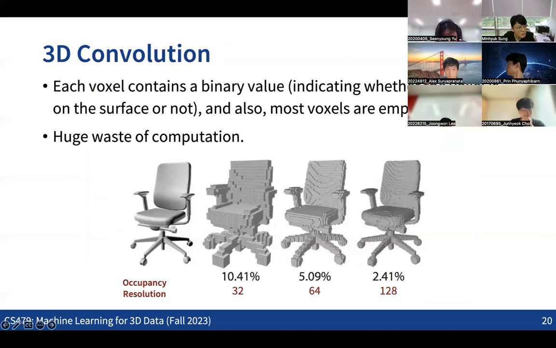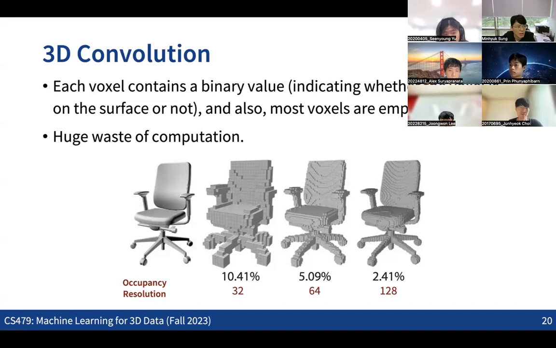So this is a figure from another paper, which shows how much of the space would be empty when it represents this kind of 2D surface with volumes, with voxels. So as you can see, for those cases of representing the 3D shape with voxels, there can actually be multiple ways to represent the shape information with voxels.